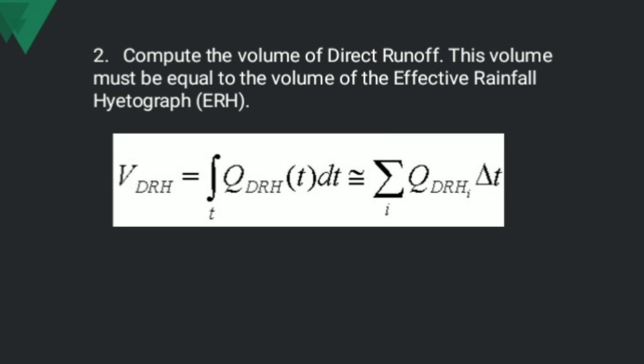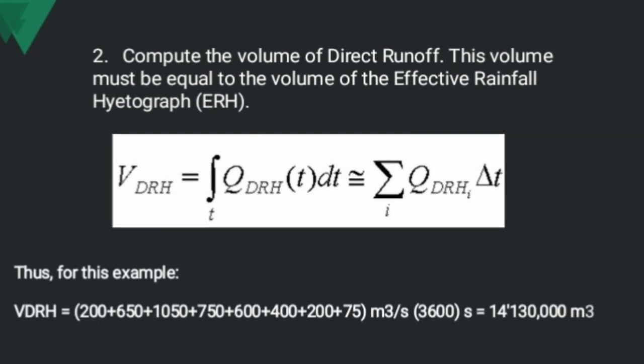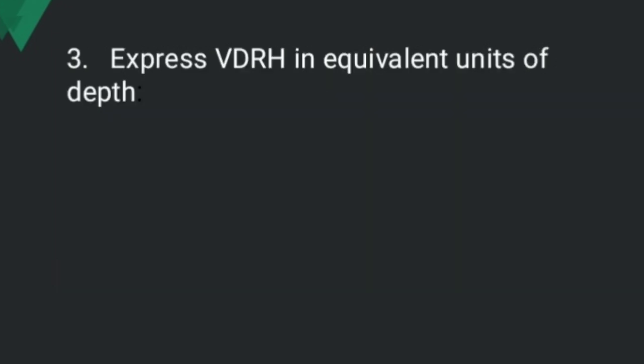Number 2. Compute the volume of direct runoff. This volume must be equal to the volume of the effective rainfall hyetograph, or ERH. So this is the formula. Thus, for this example, VDRH equals 200 plus 650 plus 1050 plus 750 plus 600 plus 400 plus 200 plus 75 times meter cube per second times 300,600 seconds, equals 14,130,000 meter cube.